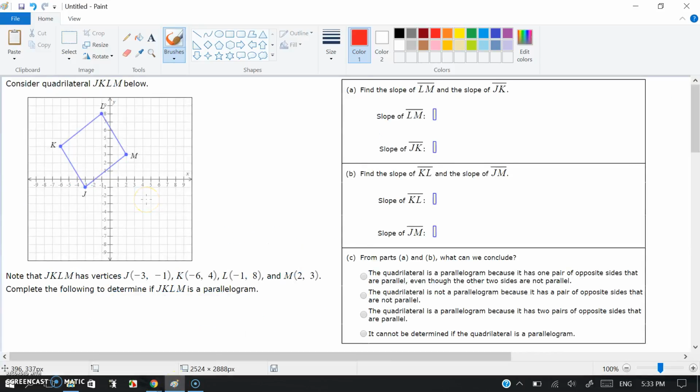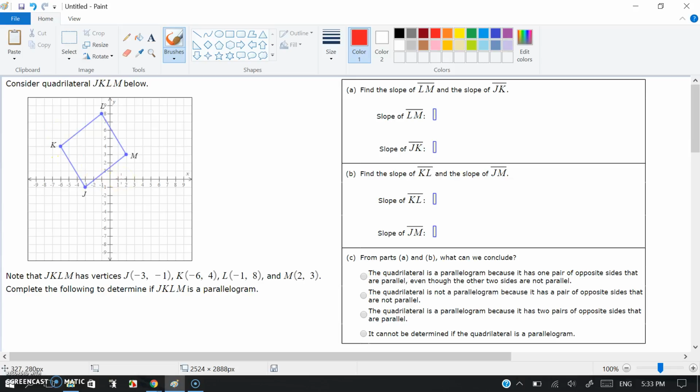So here I have a quadrilateral JKLM, and it looks sort of like a parallelogram, but we're not exactly sure, right? If you switch to part C, they are asking us pretty much, can we conclude that this quadrilateral is indeed a parallelogram? So that's our ultimate goal.